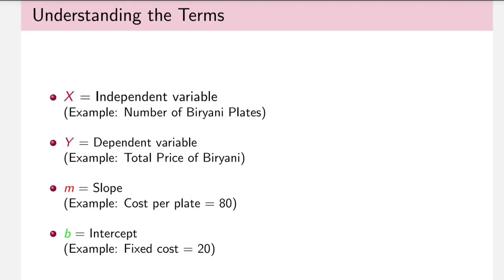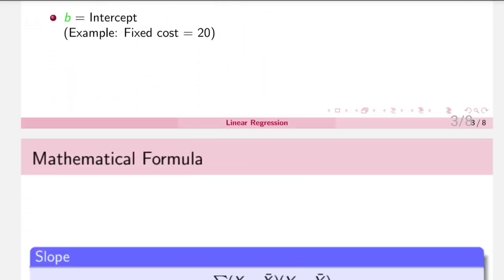So what is m? m tells us if I increase x by 1, how much does y increase? In our particular example, every extra plate increases the price by 80 rupees. That is what the slope is. Now what is b? b is the starting value. Even if you buy 0 plates, maybe there is some base cost. So the base cost is fixed. The fixed cost in our particular example is 20, right?